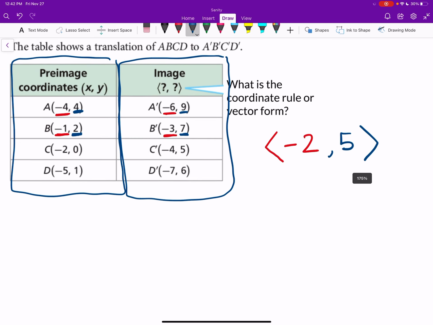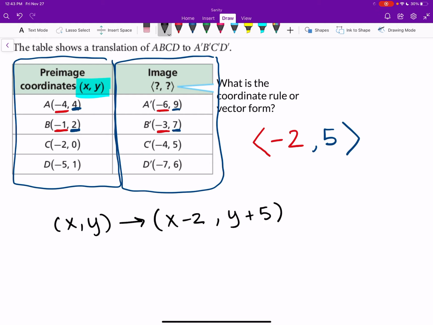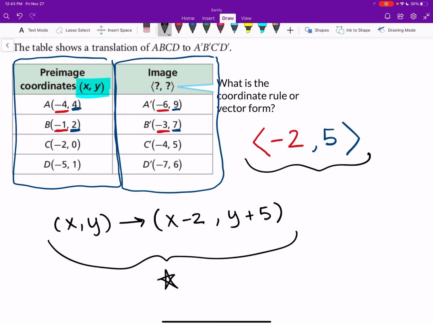Once more, I want to translate this vector form into a coordinate rule. And we can see that getting started here in the table right now. If you're taking a point (x, y), well, its image is going to be x minus 2. Again, all we did was take our x coordinate and subtract 2 from it. And then we took our y and we added 5. So there is your vector form and your coordinate rule. I'll probably use this one the most, but it's whatever you prefer.